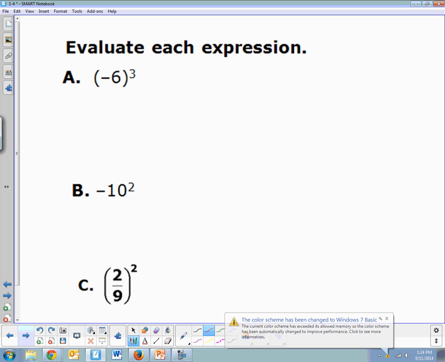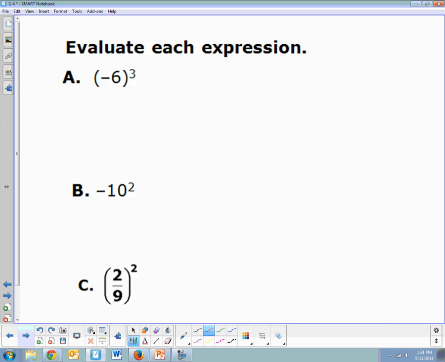Let's look at some expressions here. Now, I'm going to do a couple, and then I'm going to have you try some on your own. Again, it says to evaluate the expression. So if you want to pause it and try it on your own first, feel free to, but I'm going to go through them here. So (-6) to the third power, again, those parentheses are there. So it's going to be -6 times -6 times -6.